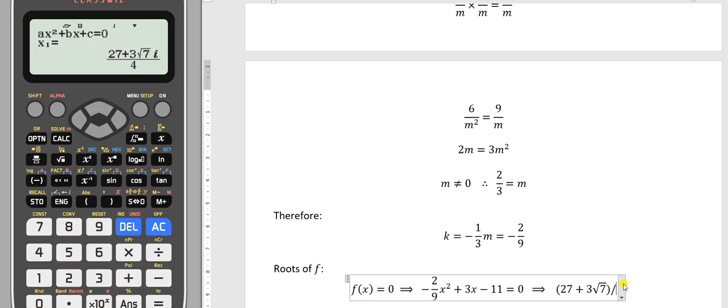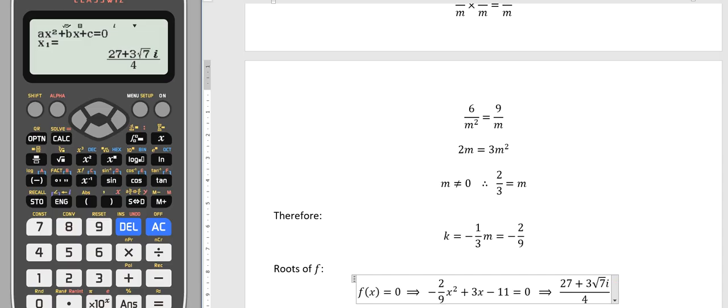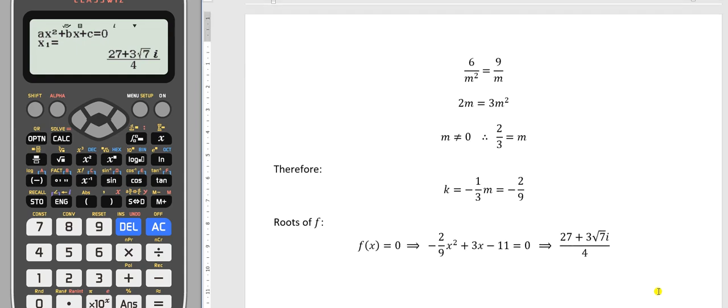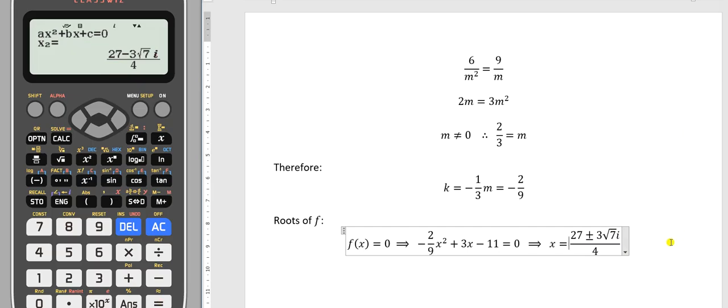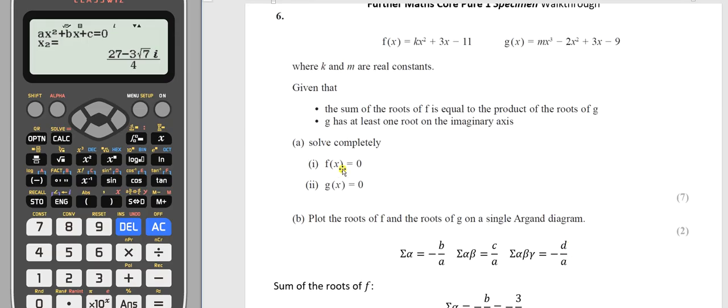You're going to be given a maximum of 1 mark for work like this, so don't anticipate spending ages and ages writing out the quadratic formula. It's not wrong, but it's not the most efficient way. 27 plus 3 root 7i over 4 and 27 minus 3 root 7i over 4. So we've got two solutions here for the roots of f. That was the first part of the question that was asked. They said solve completely f of x equals 0, but also g of x equals 0. That's the cubic. We're going to need to do that one as well.